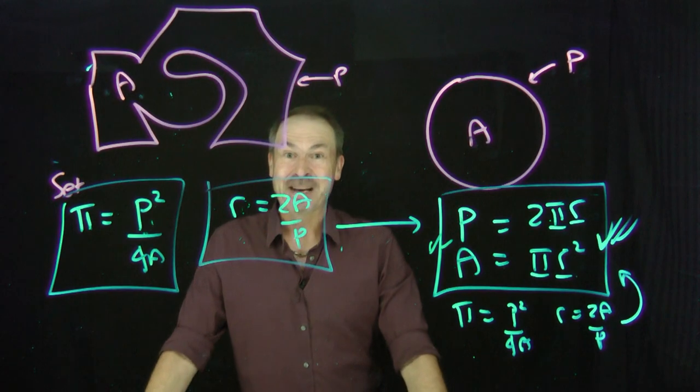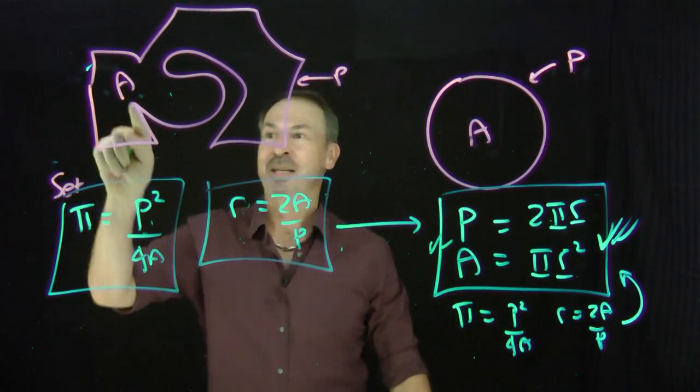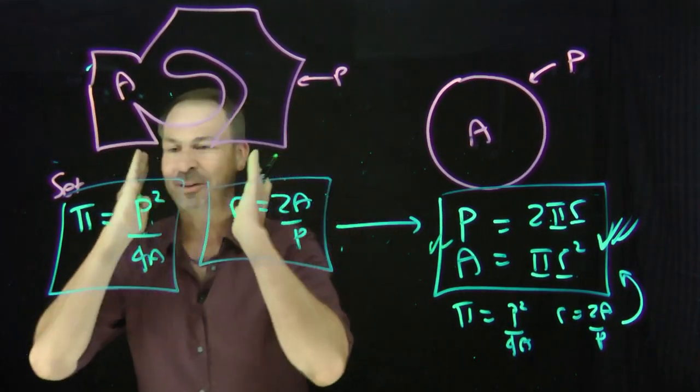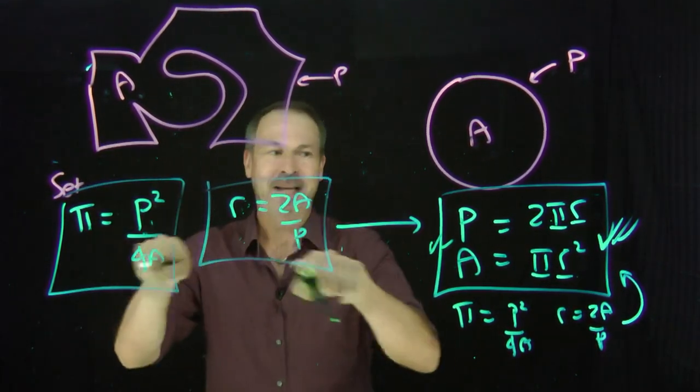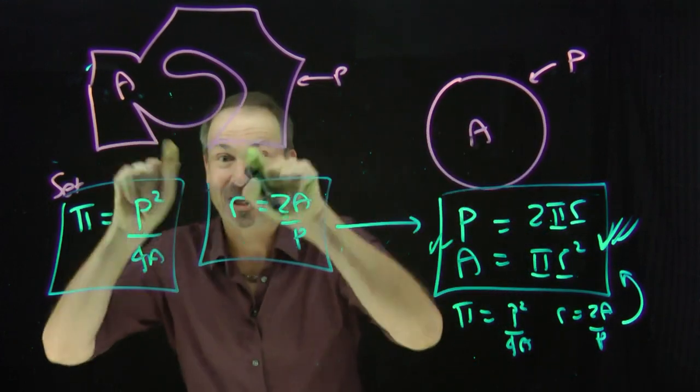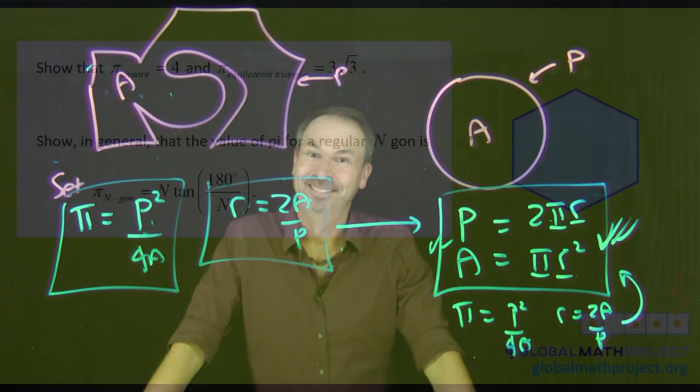So I'm saying right now, for any shape in the plane whose area and perimeter is known, it's very natural to associate that pi value for that shape and that r value for the shape, because that's what makes those formulas true for that shape. Crazy.